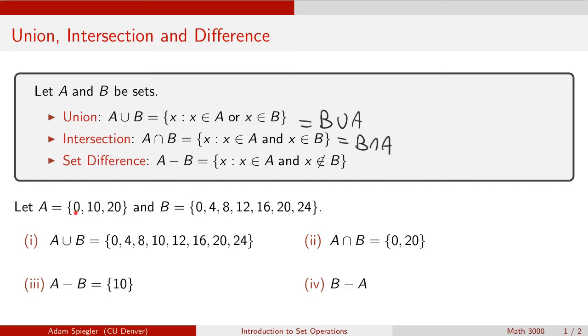And since 0 is in A, it would be taken out of this difference. 20 is also going to be taken out of this difference. So it's going to be the set B minus 0 and minus the element 20. And that we've expressed over here with 4, 8, 12, 16, and 24. So notice the 0 and the 20 have been removed.